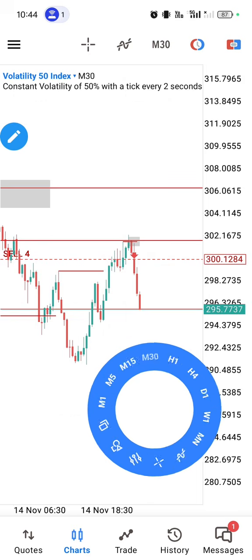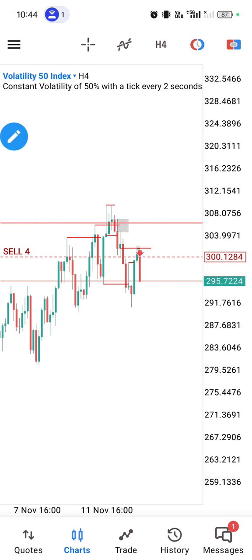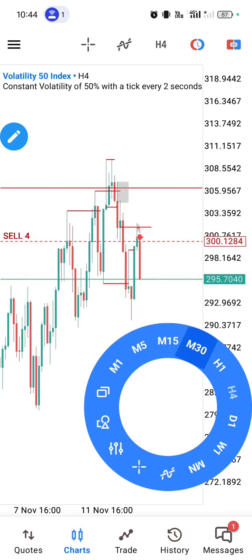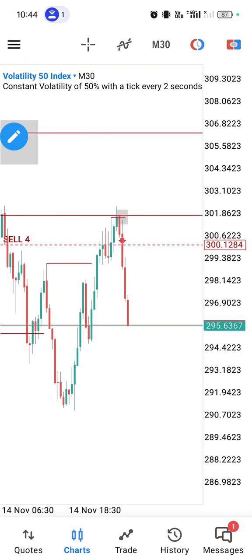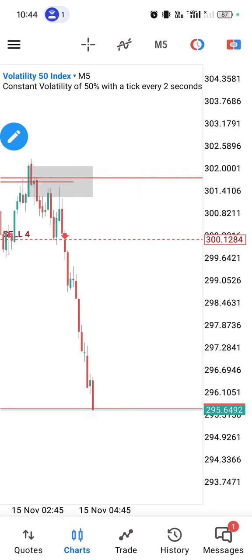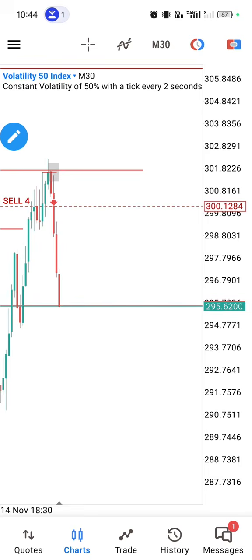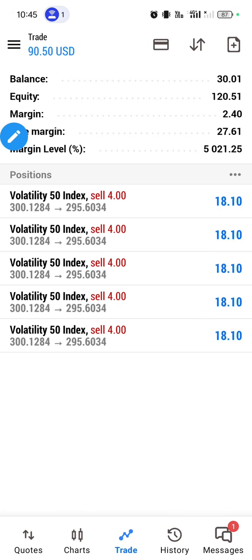Okay, so afterwards, I think this is obvious. It dropped nicely, like you can literally see. Price did not even retrace back up. Literally right after we sold, it just kept on plummeting down, and right about now we're in some good amount of profit. From 30 USD we're in 90 USD profit.